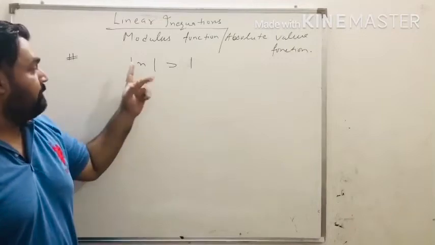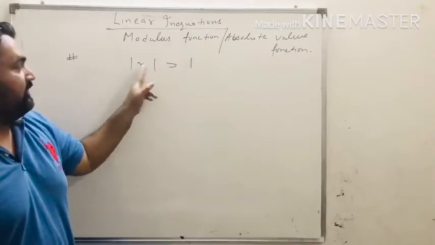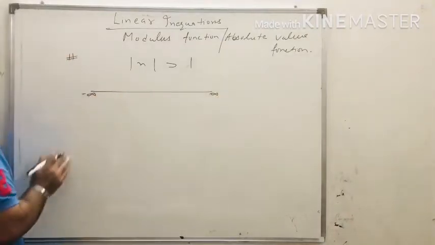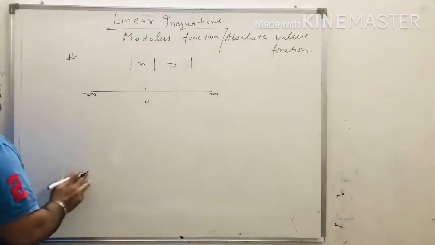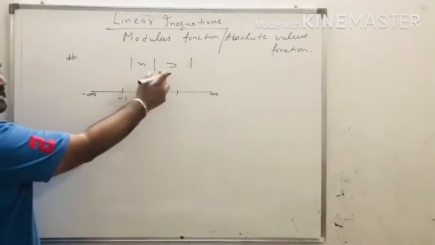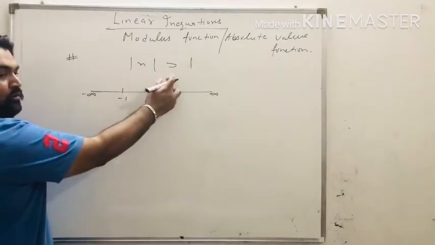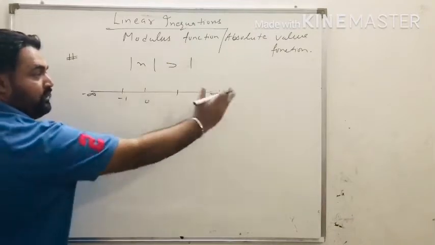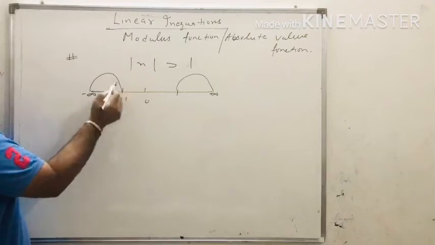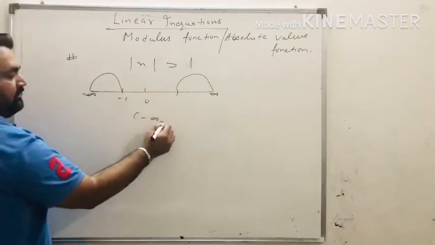Another example where the sign is greater than with the modulus function. Now, minus infinity, 0, infinity. The critical points are 1 and minus 1. Now the sign is greater than, so we have to move away from 0. So this becomes 1 to infinity. This becomes minus infinity to minus 1.